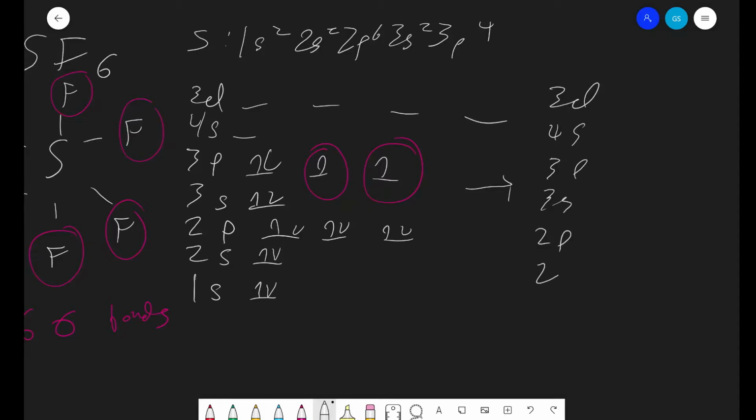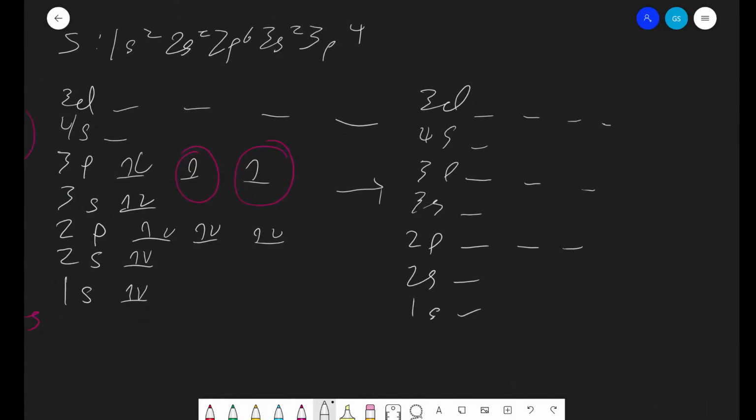3s, 3p, 2s, 1s. All right, let me draw the 3p like this. So we're going to take this electron, promote it to, actually let's start off with this one. We're going to take this 3p electron and put it into 3d, right? And then we're going to take this 3s electron and, well, put it where?